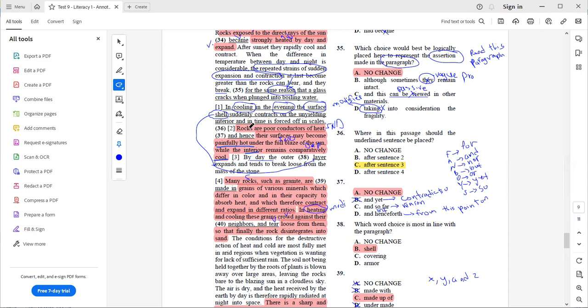Read, please. Rocks are poor conductors of heat, and their surface may become painfully hot under the full blaze of the sun, while the interior remains comparatively cool. So now we know he said that rocks are poor conductors. Because of that, the surface is going to be hot, but inside is going to be cool. So here, what does it give us?